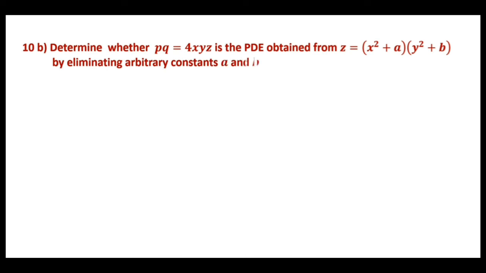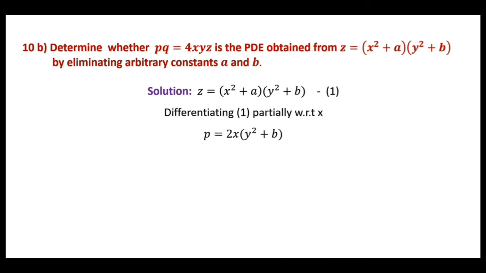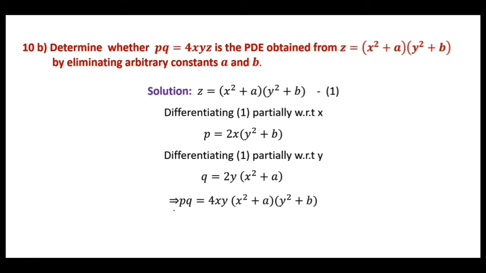By elimination of arbitrary constants, we have the relation, let it be 1. Differentiate 1 partially with respect to x, you get this. Differentiate 1 partially with respect to y, we get this relation. On elimination, multiplying these two, p into q is equal to 4xy times (x square plus a) into (y square plus b). Already we know that (x square plus a) into (y square plus b) is z from the given relation. Thus we have obtained pq as 4xyz, which is a first order partial differential equation.